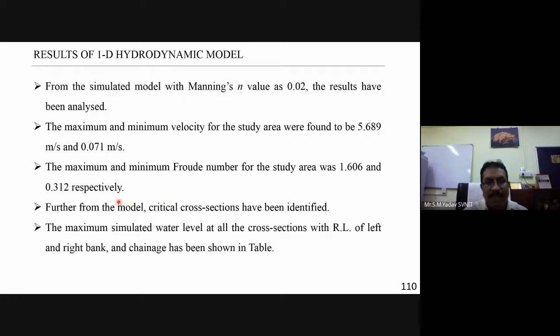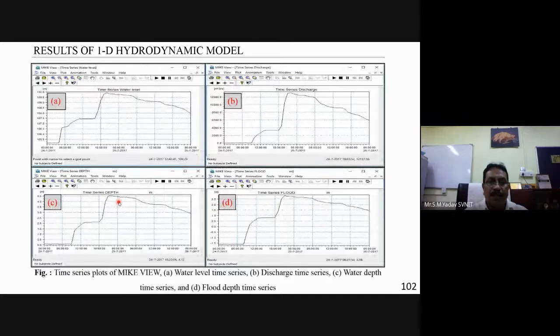The maximum simulated water level at all cross sections with RL of left and right bank and changes has been shown in the next table. You can see here the water level time series, discharge time series, water depth time series, and flood depth series. This part is significant from the height of the water which has passed from the region that has been shown over here.